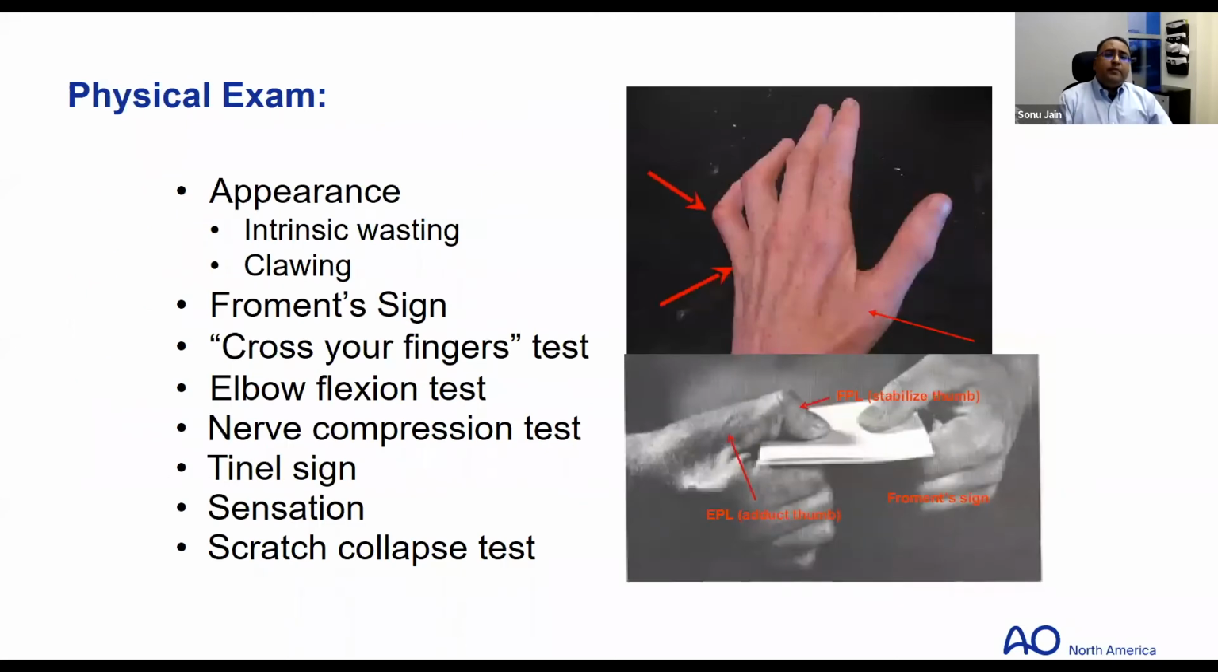So on exam, you'll see potentially intrinsic wasting. As you can see right here, first dorsal interosseous muscle wasting, clawing of the fingers here, Froment's sign, which is using your IP joint, your FPL muscle, to compensate for your weak adductor, difficulty crossing your fingers, positive elbow flexion test, you get a compression test at the elbow, you get Tinel's at the elbow, decreased sensation in the ulnar nerve distribution, and then the scratch collapse test as well.